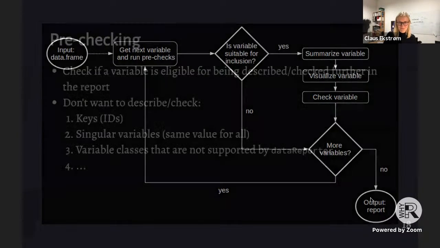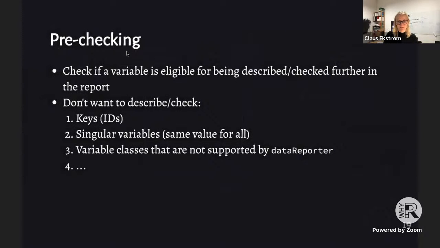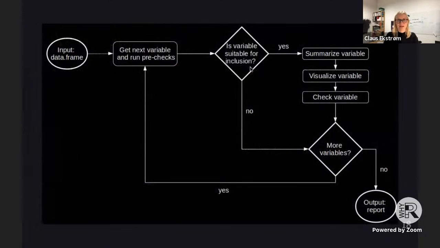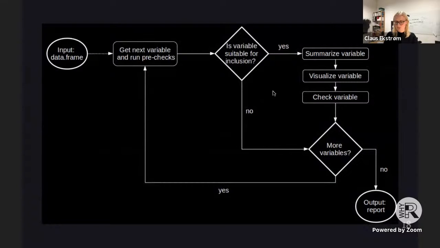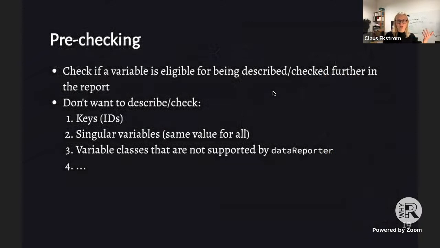Okay, so this pre-check step, which is the one that happens here, where we check if it's suitable for inclusion. The idea is that we don't want to put everything in a report. The keys we don't want in there because there might be problems with privacy if we put that kind of information in there. We also don't want to try to summarize variables where nothing really is going on. So we don't want something that's singular in that sense.